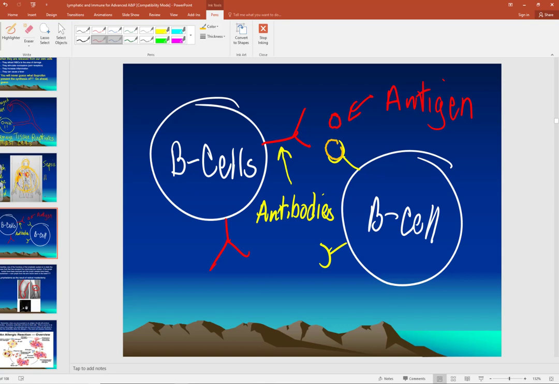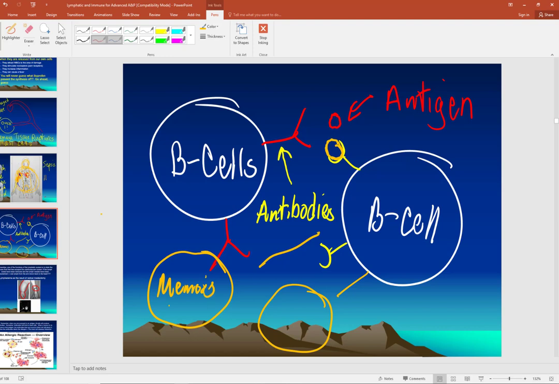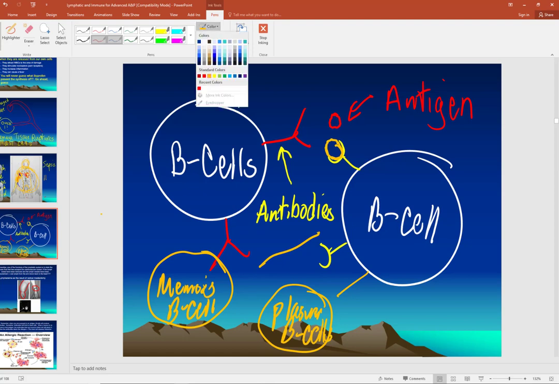And when that B cell comes in contact with this antigen, it gets turned on. And when it gets turned on, it divides. And it divides into two types of cells. You remember this? It divides into memory B cells and plasma B cells. What do you think memory B cells do? They remember the specific antigen or pathogen that they came in contact with. Yeah? Plasma B cells then produce specific antibodies.